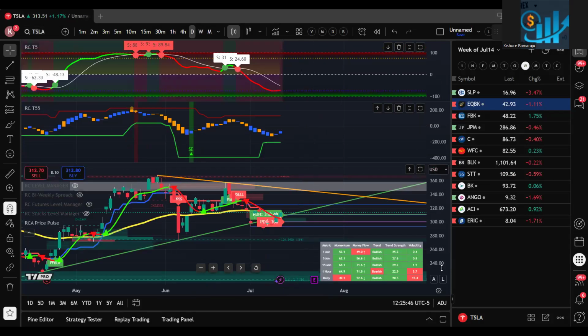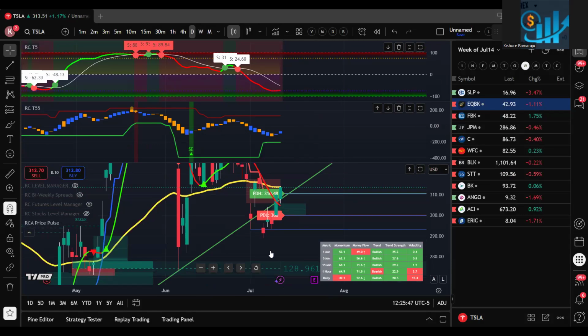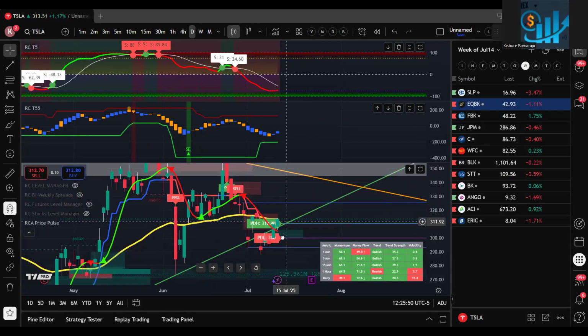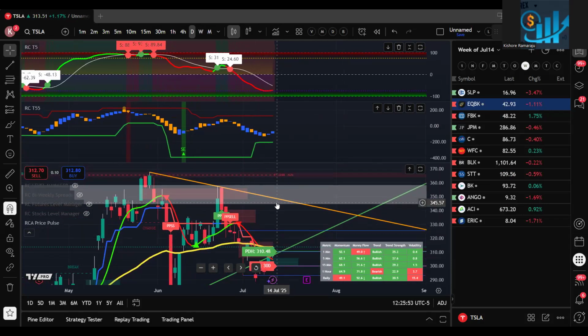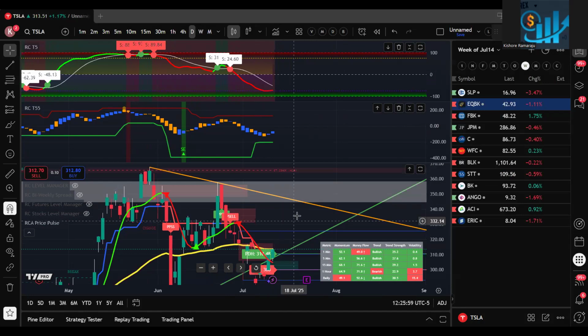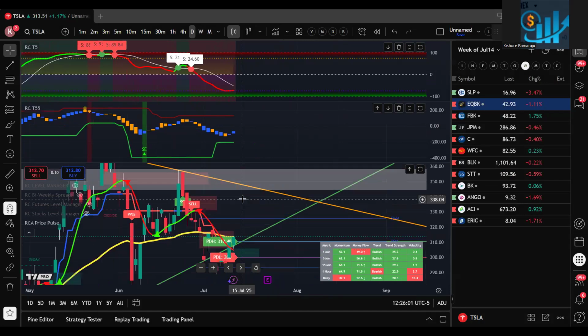Tesla is going up. It came all the way to the bottom and started moving up. So it may go until 330, 340, unless there is any major fight between Elon and Trump. As of now, it is looking bullish.